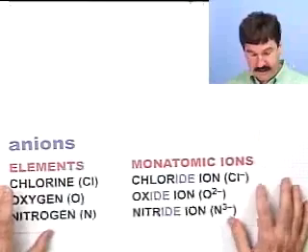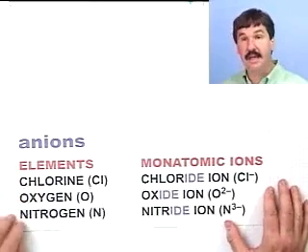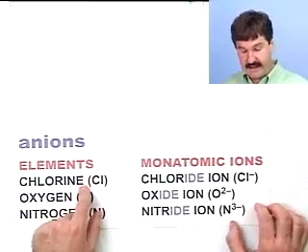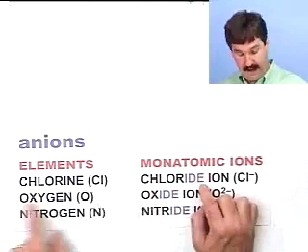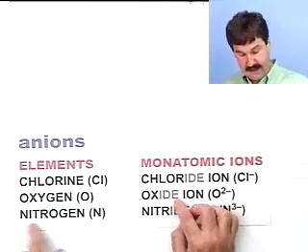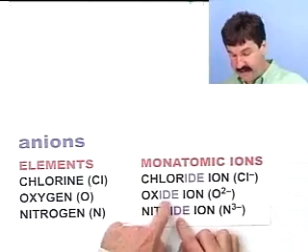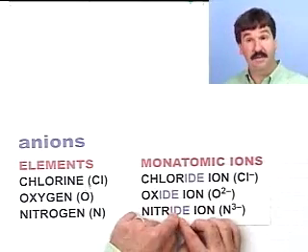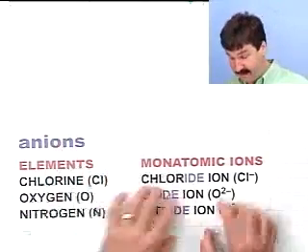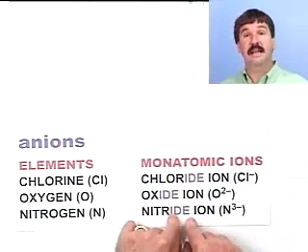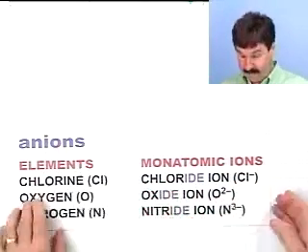Now, let's talk about anions. Once again, comparing this to the elemental name, chlorine as an anion becomes chloride, oxygen becomes oxide, nitrogen becomes nitride. Notice the IDE suffix. You've heard of the Ides of March? Has nothing to do with this. But it tells us that it's an anion.